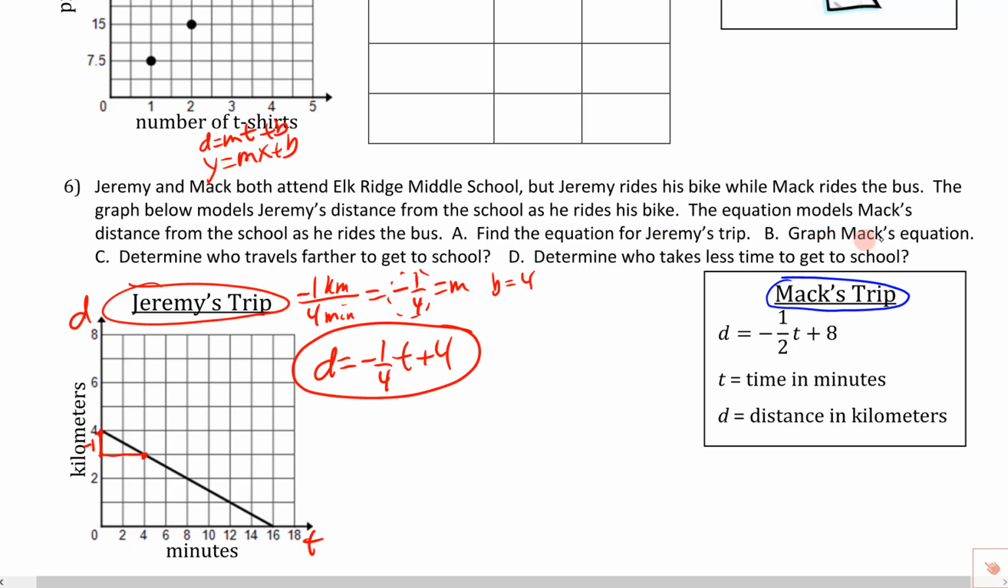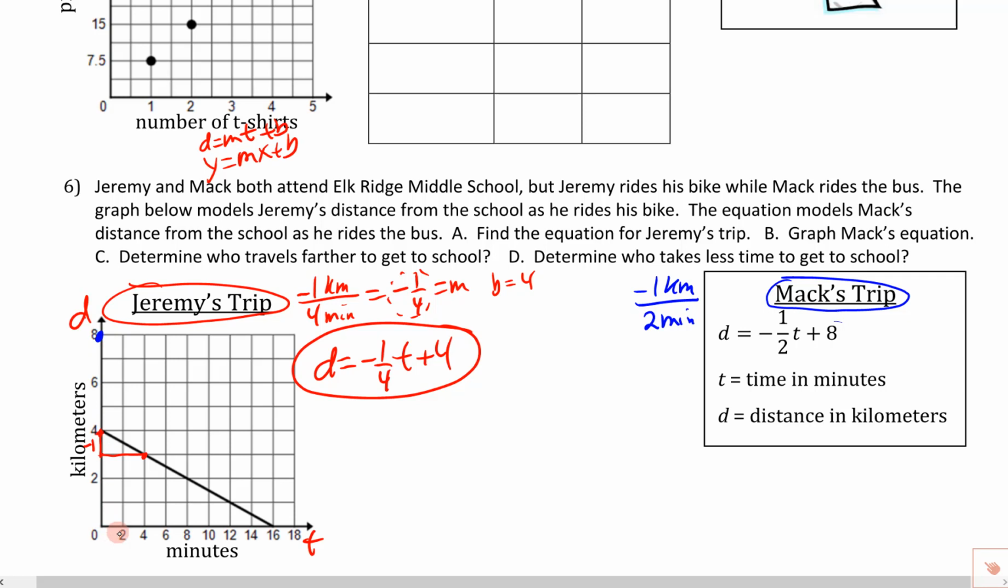Then it says graph Mac's equation. So we've got to take this equation and graph it over here. So I'm going to change to blue. Here's our y-intercept. We're going to start at 8. And then it needs to be -1/2. And remember, we can't just go down 1 and over 2 blocks. We've got to keep this in mind. This is -1 kilometer on the top, just like we had here, and this is 2 minutes on the bottom. So we're going to go down 1 kilometer, and then over 2 minutes. 1 kilometer down, 2 minutes over.